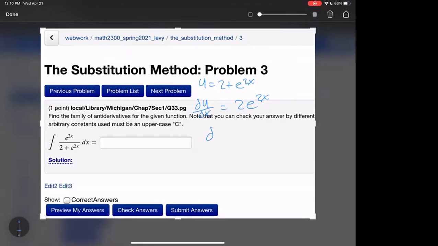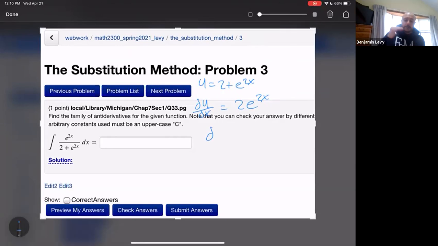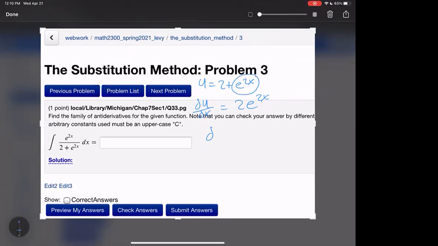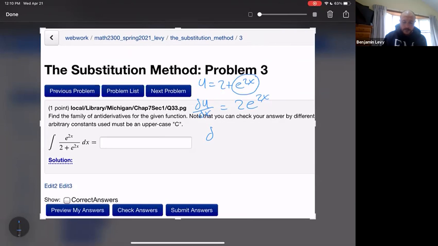Wait, when we do the derivative of it, doesn't it become just e to the 2x? It's a chain rule. So you keep the e to the 2x, but then you multiply by the derivative of the inside. The derivative of 2x is 2. That's where the 2 out front comes from. And then you divide by 2, of course.